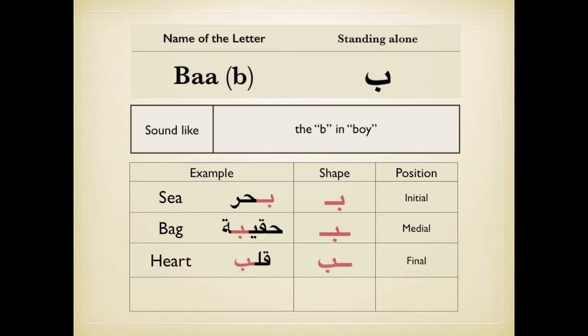The final position for Ba, the shape as you see. And the example here is Qalb, heart. The isolated position for Ba, as you see, the shape. And the example here is Harb, war.